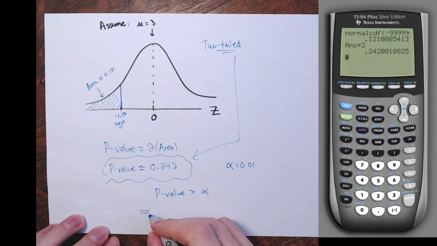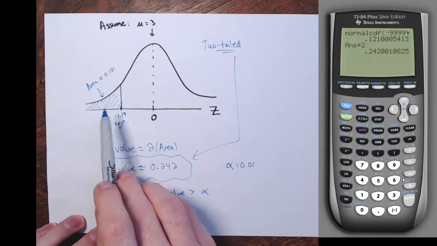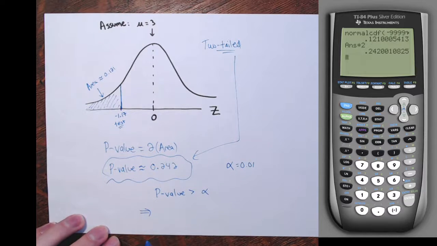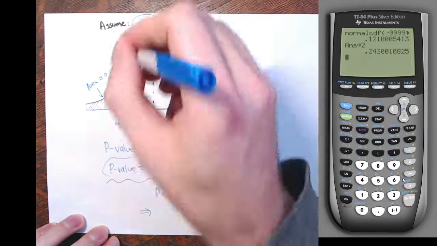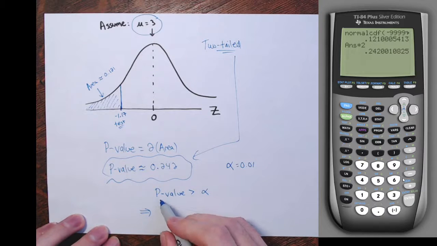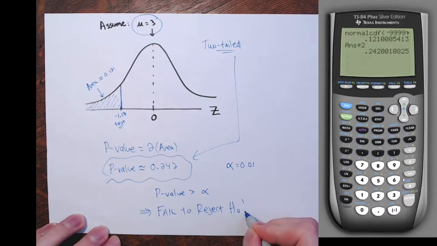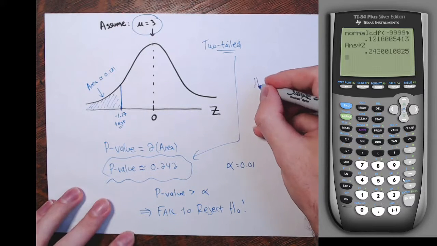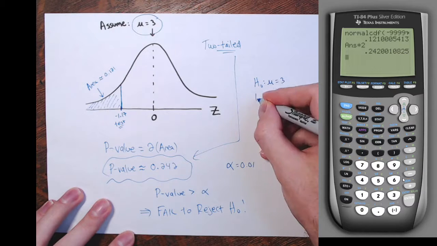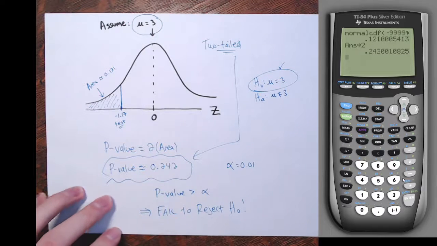And remember, if that's the case, then that means our sample mean, our test statistic, isn't that far away from the middle. So I'm okay assuming this. I'm okay with a mean of 3, because our sample wasn't that far off. If the p-value is greater than alpha, you do not reject. You fail to reject the null hypothesis. So the null hypothesis was the mean equals 3, and the alternate hypothesis was the mean is not 3. I'm okay with this, we're not rejecting it.